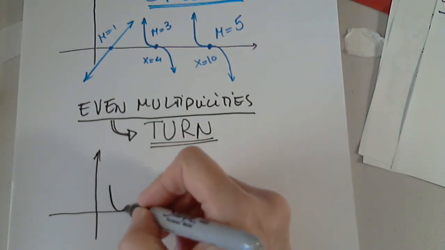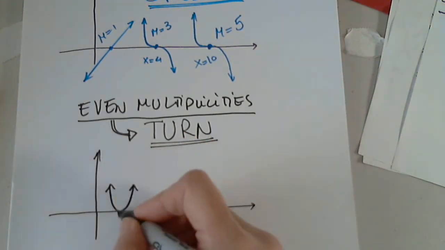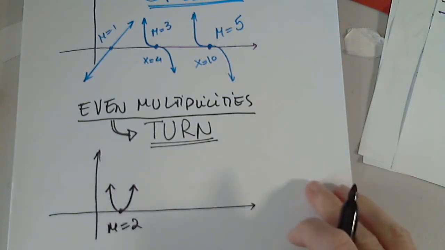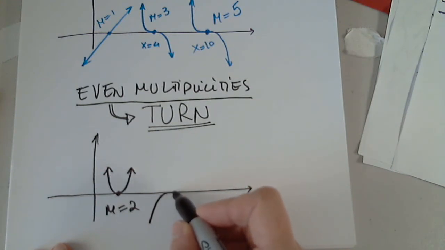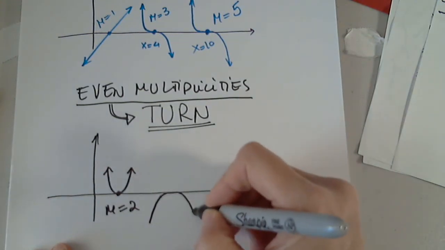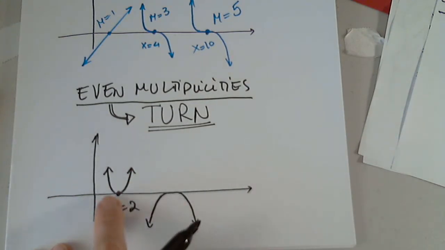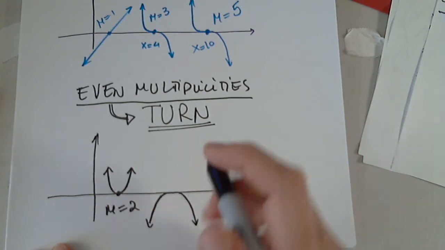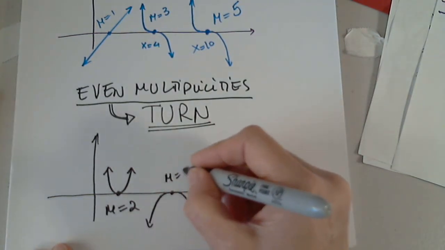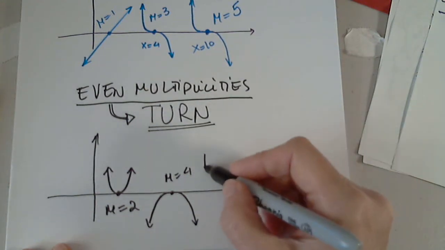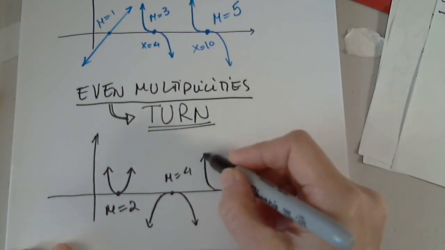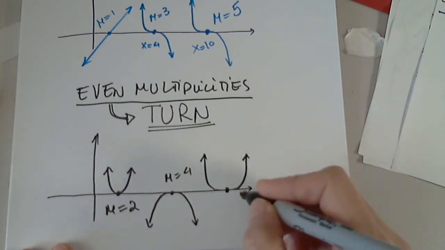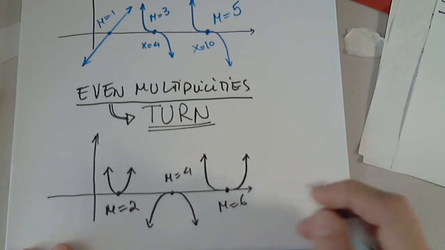This is our familiar case. Multiplicity 2. Here's another. See the difference between these two? This one is fast in turning, and this one takes its time. So obviously this is a multiplicity 4. And here's another. Still one intercept, but this intercept appears 6 times.